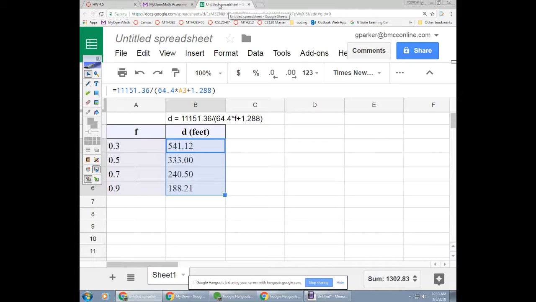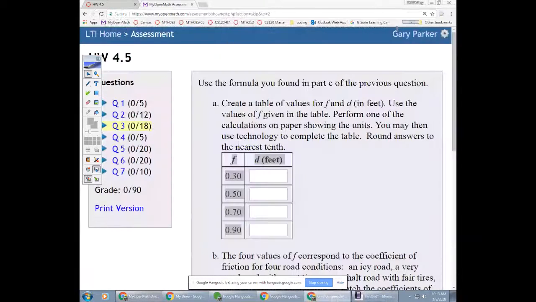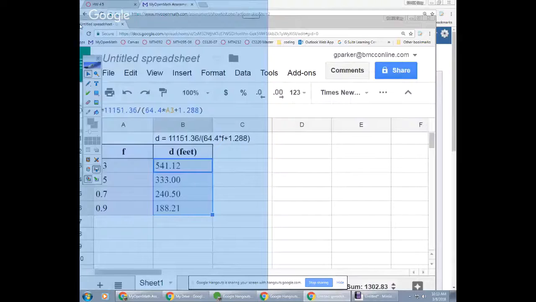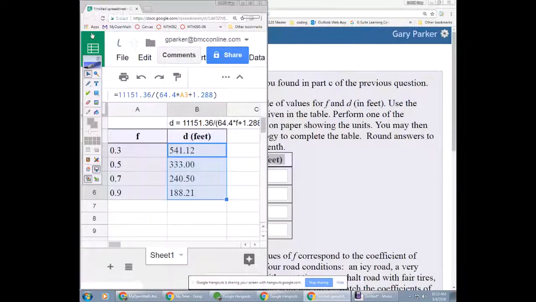All right, so, oops, what happened there? Ooh, I lost my spreadsheet. Oh, there it goes. Got too many screens open, maybe? Computer's not happy about it.